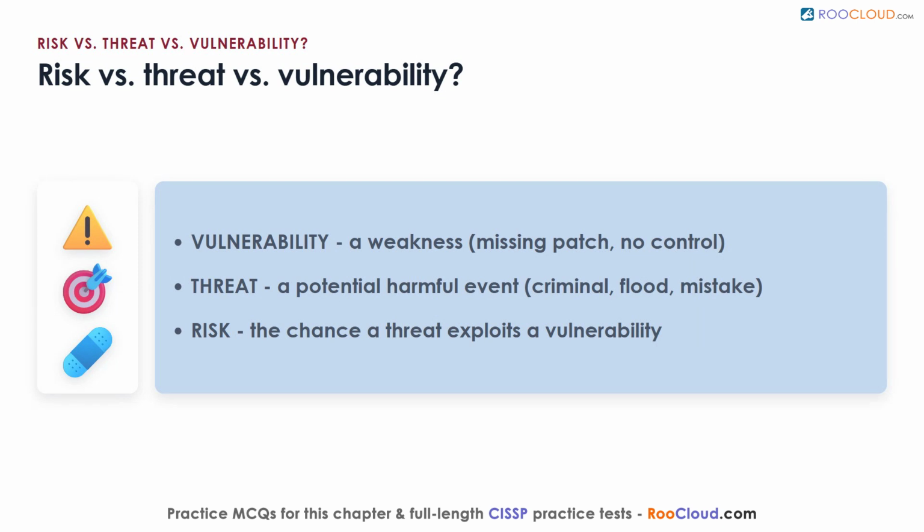Picture a cracked window latch. The cracked latch is the vulnerability, a burglar in the area is the threat, and the chance of a break-in through that latch is the risk. You reduce risk by fixing weaknesses or blunting threats, never by chasing zero.